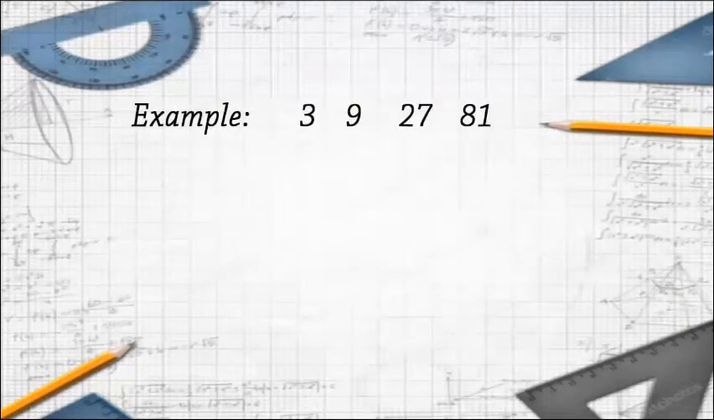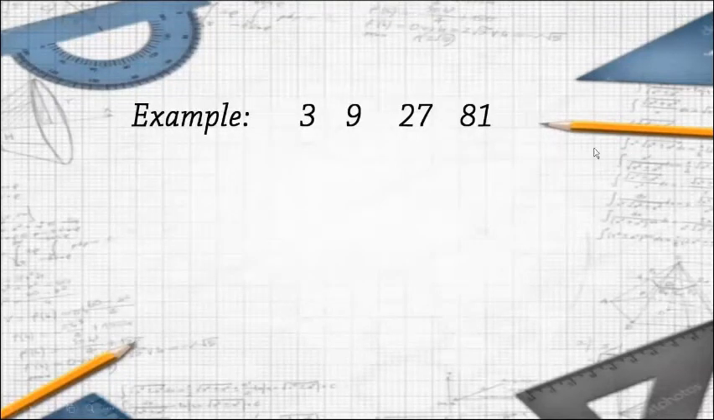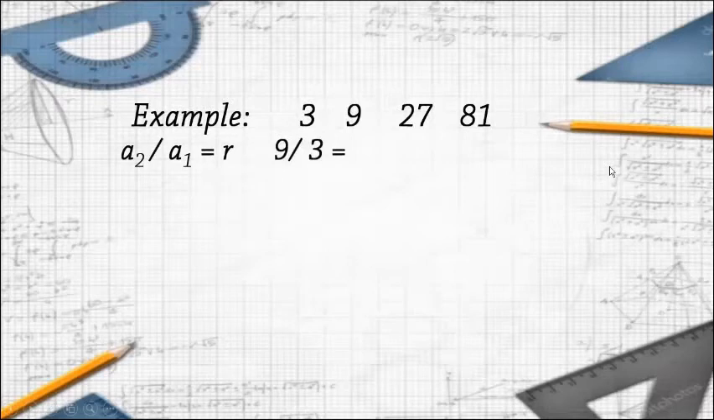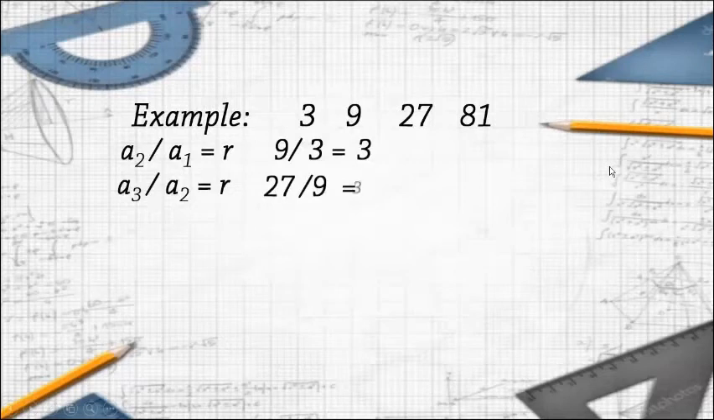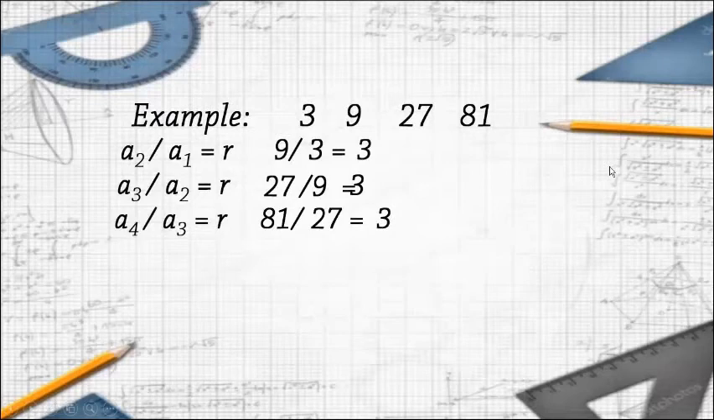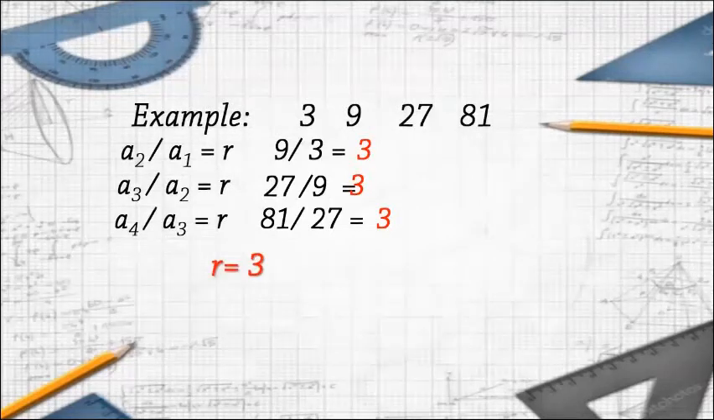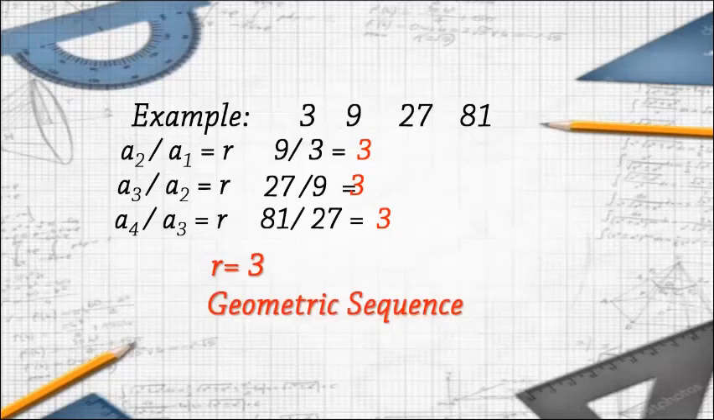So let's try another example. The given sequence is 3, 9, 27, and 81. So let's identify if there's a value for our common ratio. A sub 2 over a sub 1, we have 9 over 3, which is equal to 3. And then 27 over 9, which is also equal to 3. And then we have 81 over 27, which is also equal to 3. So by observation, we can say that all the quotients are equal to 3. And the value of r is equal to 3. And this sequence is geometric.